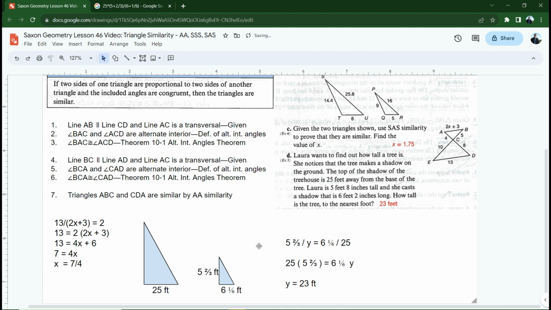23 feet tall. So I drew my picture, set up my proportions, solved, and found that the tree was 23 feet tall. Now you know how to work these problems. You should be able to work the practice problems for next time.